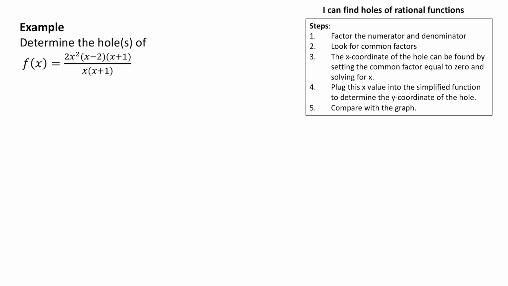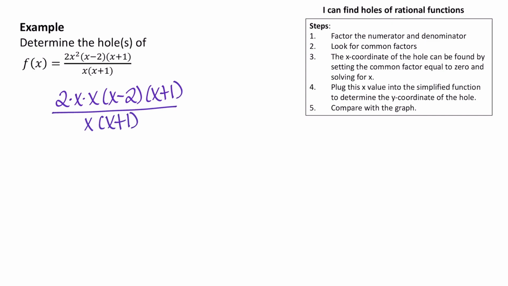So let's determine the holes of this function, okay? It says hole or holes because some functions may have more than one hole. It just depends on how many common factors you have. Here it's nice because this function's already factored for us, right? I'm just going to write this a little bit more factored. I'm going to write this as 2 times x, because x squared is x times x, and then we have x minus 2 times x plus 1 over x times x plus 1.